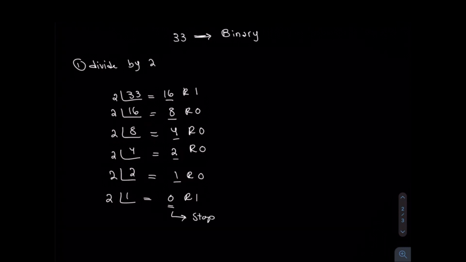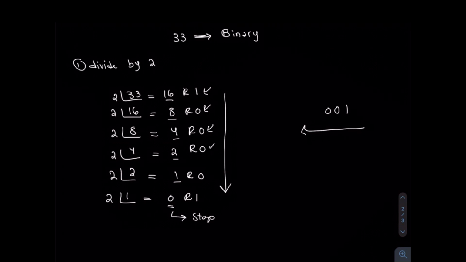And we will read the number from top to bottom and write it from the right to the left. So 1, 0, 0, 0, 0, 1. That's the binary number for 33.